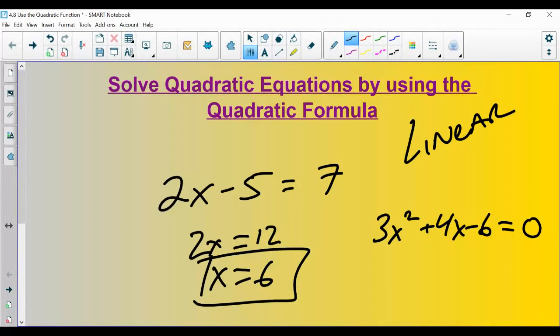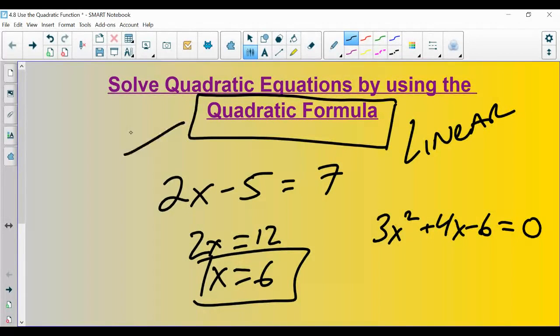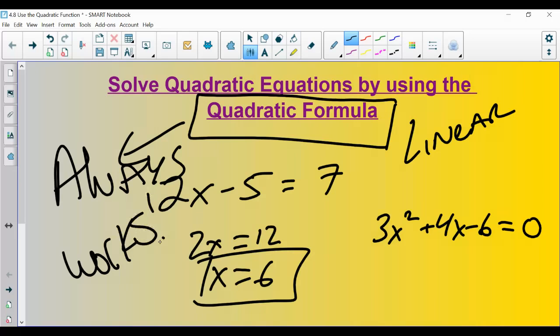We had factoring using the traditional method. We had factoring using the box method. We had solving using square roots. We've had completing the square. And we have all these different methods, but there are still problems that none of those methods work. None of those methods allow you to solve the quadratic. So this method, the quadratic formula, always works. It solves all quadratics.